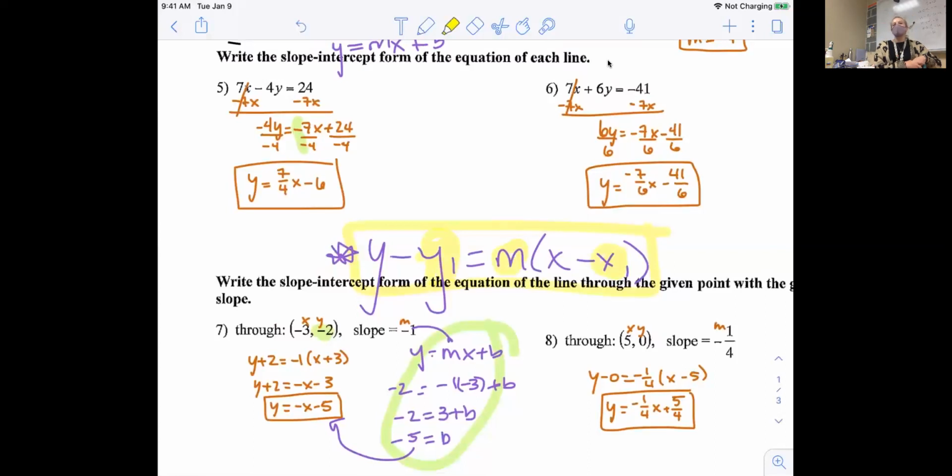Some teachers teach you to just use slope-intercept form and then find b. If that's the case, you can plug your slope in for m and then your points in for x and y. And then once you find b, then we'll just put it in the form of y equals mx plus b. Sometimes I mess that method up, so I like to do the point slope form. I think that is a little bit less mistake prone for me at least. And then same thing for number 8.